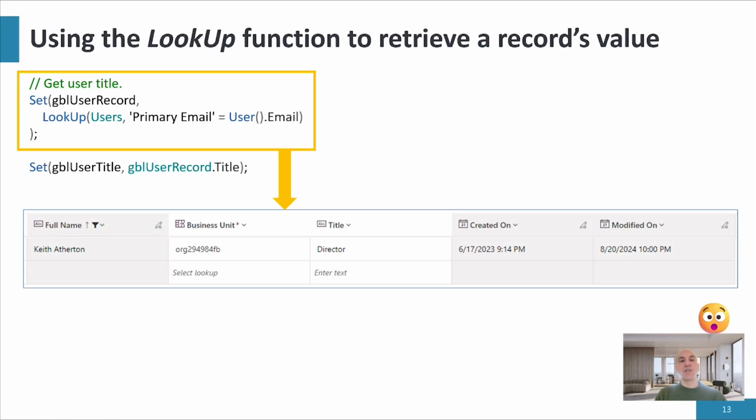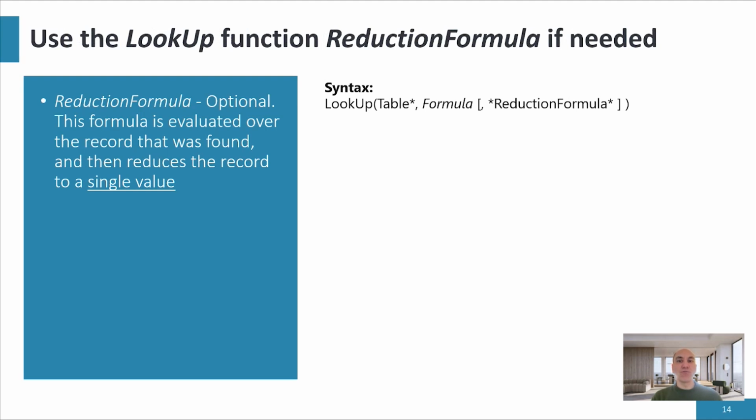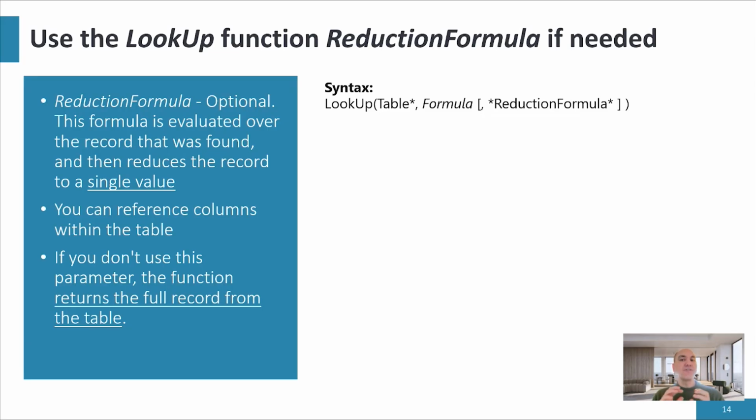So what we can do is use something really useful in the lookup function called the reduction formula. The syntax is in the top right. Again, we can call the lookup on a table and use a formula to filter it, but in square brackets, which means it's optional, there is a third parameter called a reduction formula. This is useful if we just want a single value or a single column coming back. We don't want the full record. Because if you do that, you can refer to the columns in the table and just bring one back. Again, if you don't set this optional parameter, you're going to get the full record. You're not just going to get one field, you're going to get lots more.